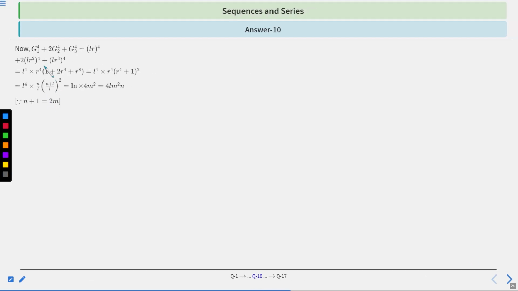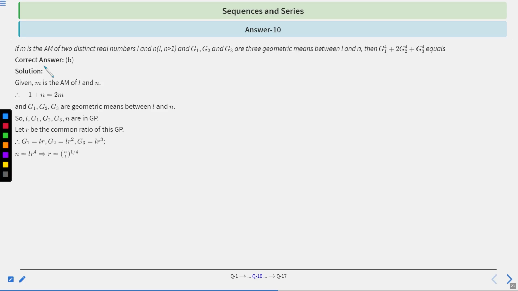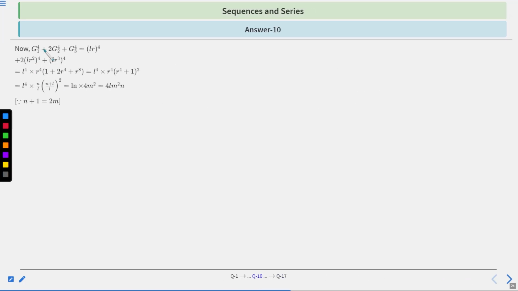Now we have calculated G1, G2, G3. So G1 to the power 4 plus 2 G2 to the power 4 plus G3 to the power 4. We have all the three. So G1 we put LR, G2 we put LR square, and G3 we put LR cube. After solving this, we get L to the power 4, R to the power 4 into 1 plus 2 R to the power 4 plus R to the power 8. Right, after solving this, we get L to the power 4 into R to the power 4 into R to the power 4 plus 1 square.